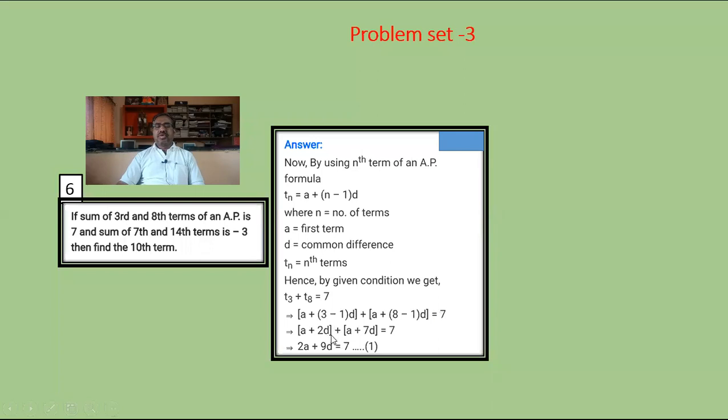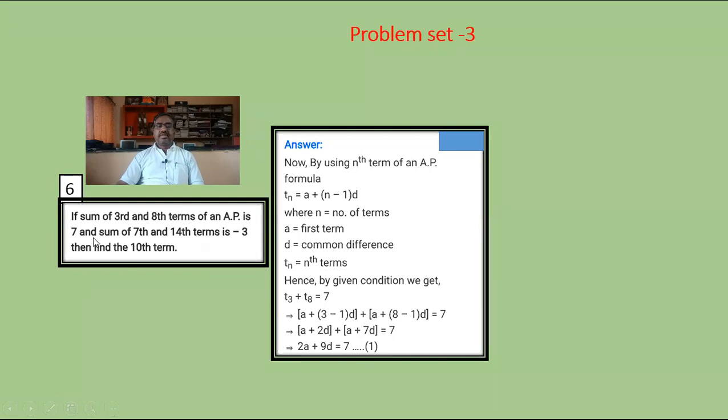Here a plus 2d plus a plus 7d is equal to 7. Solve this bracket. a plus a is 2a, plus 2d plus 7d is plus 9d, is equal to 7. 2a plus 9d is equal to 7. We get equation number 1.